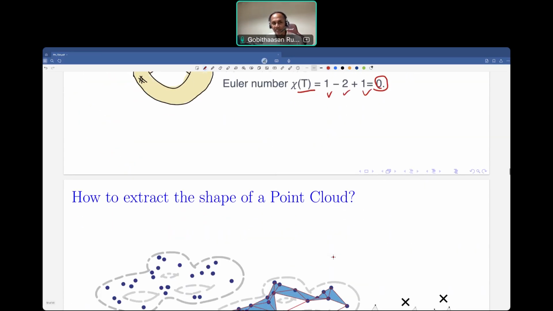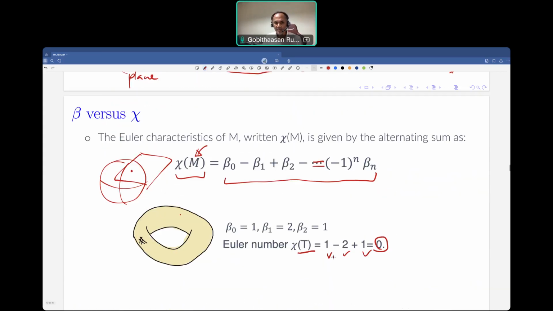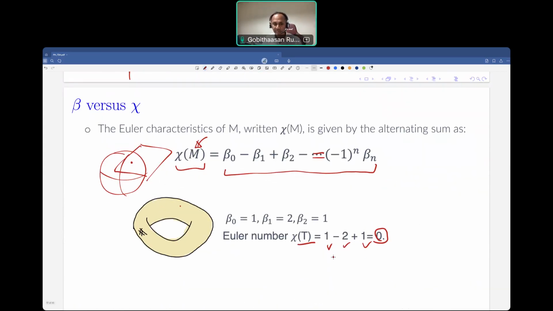So what it means is that the Betti numbers themselves we can actually use as a feature vector. You will see it later on. So that would be the first part of this lecture.